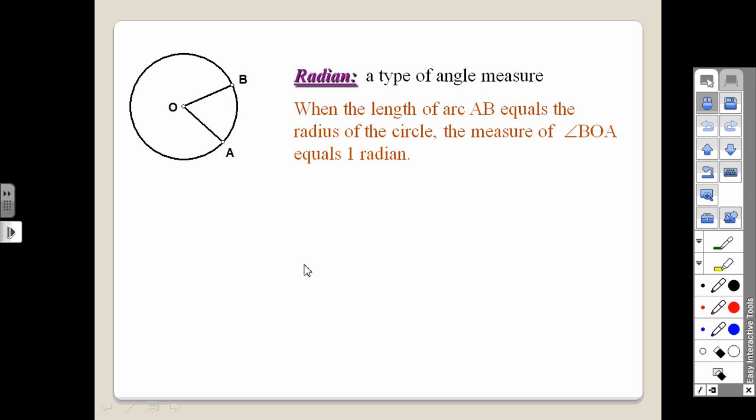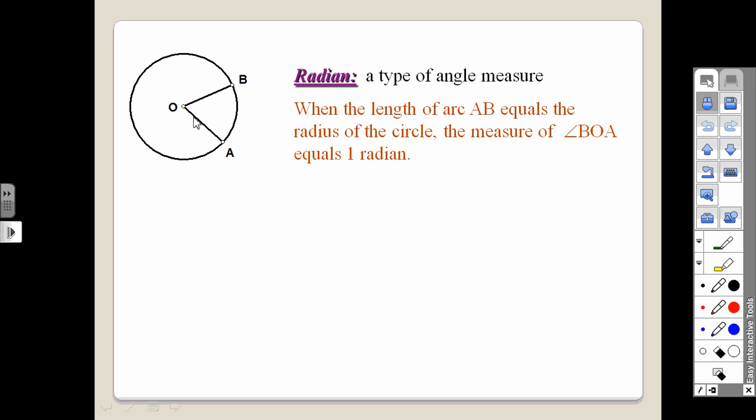So first of all, let's define what a radian is. Like I said, it's a type of angle measurement, but how do you figure out what an actual radian looks like in your circle or with your angle? So I have this circle drawn here with the center at O, and you have an arc. When you connect two radii, you get this arc. And you also have an angle right here.